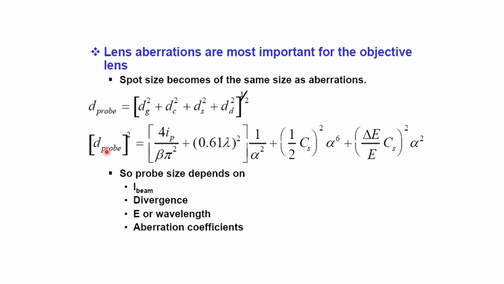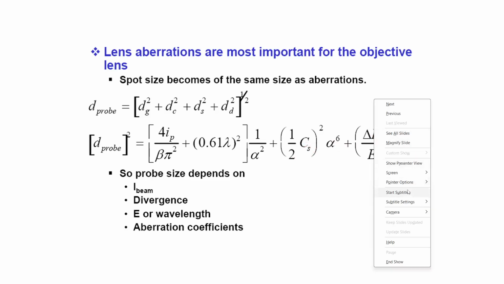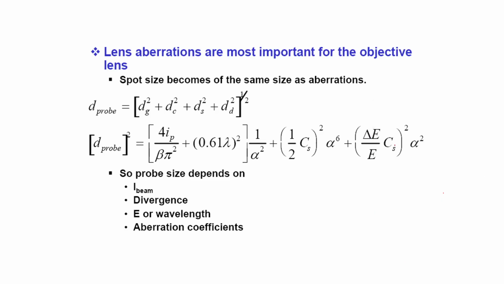So the size of the probe, that is the D probe, is basically the diameter of the probe. The probe size will depend upon the beam current, the divergence, the wavelength, the energy, or the aberration, and the aberration coefficients, this CS, CC, and everything. This is basically CC. I need to correct it. This is chromatic. Okay.